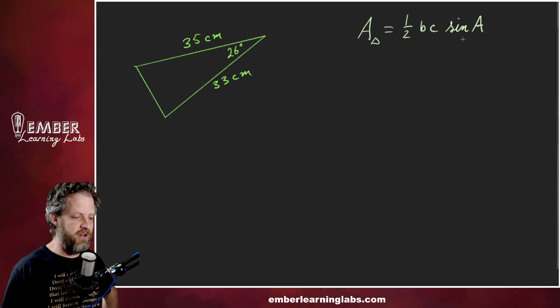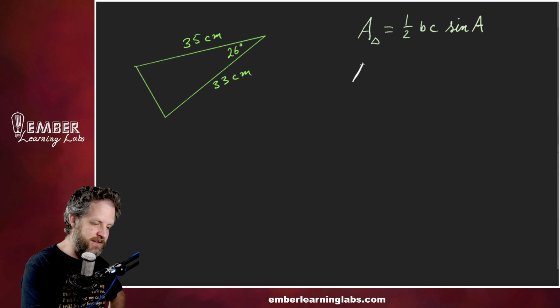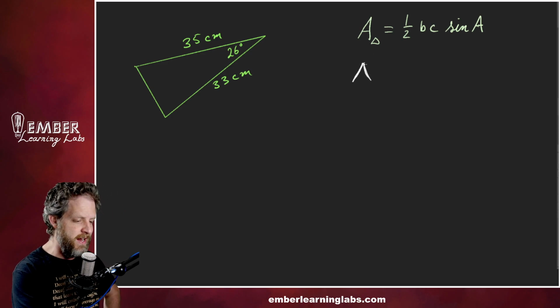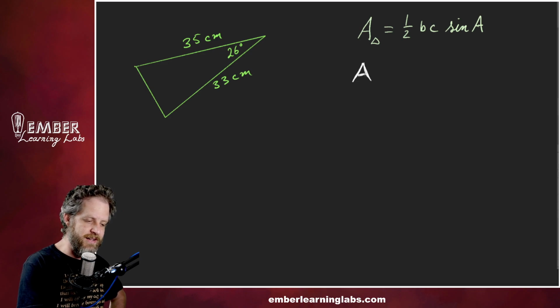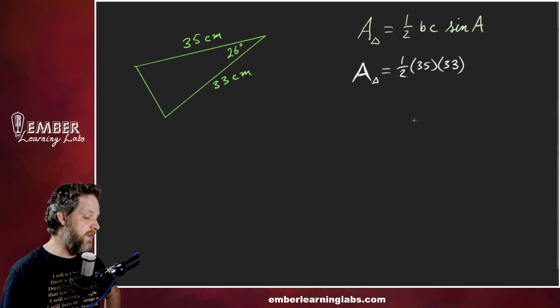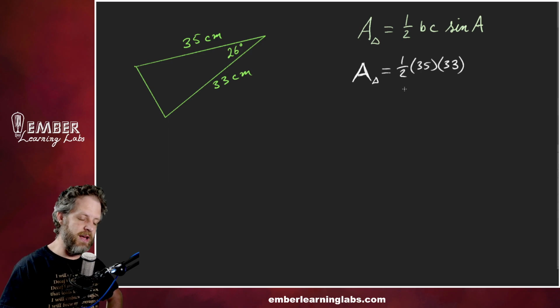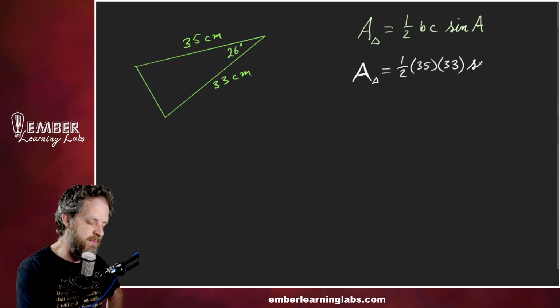All we've got to do is solve for the area. We stick numbers into the formula, and it's that simple. This is probably even easier than Heron's formula. Both of them look a lot scarier than they are in practice. They're not that hard at all. So we're going to put 1/2 times 35 times 33. The order doesn't matter here. Just like in our Heron's formula example, multiplication is commutative, so it could be C times B or B times C. It doesn't actually matter. Times the sine of the angle.